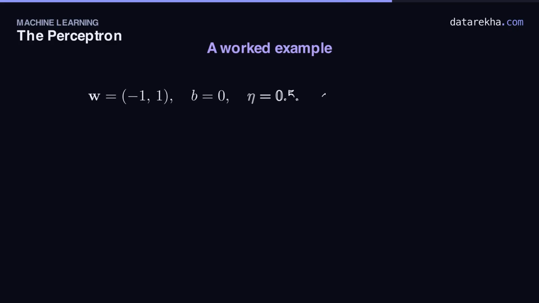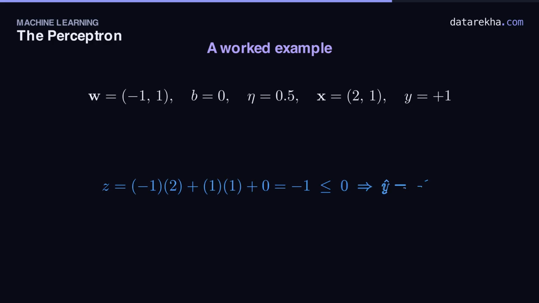Let's turn the crank with real numbers. Weights -1 and 1, bias 0, learning rate 1/2. The point is (2, 1), and its true label is positive. First, the score. -1 times 2 is -2, plus 1 gives z equals -1. That's at or below 0. So the neuron fires -1, but the truth was positive.